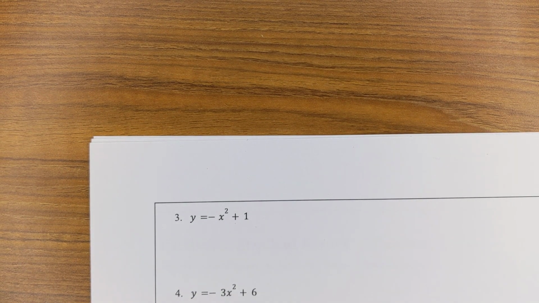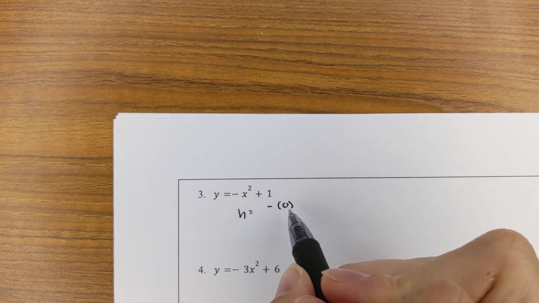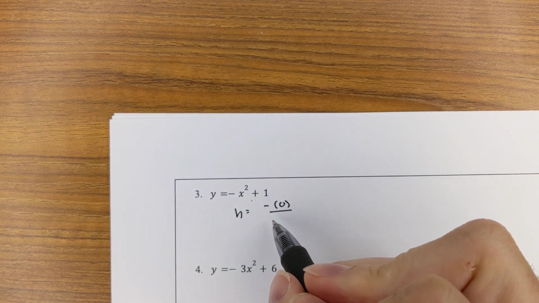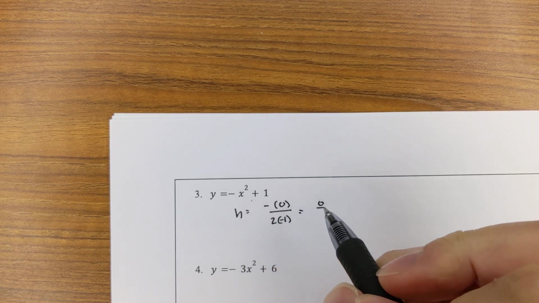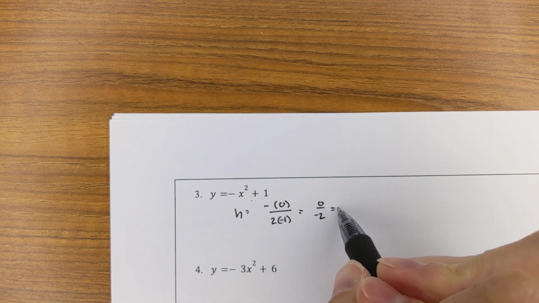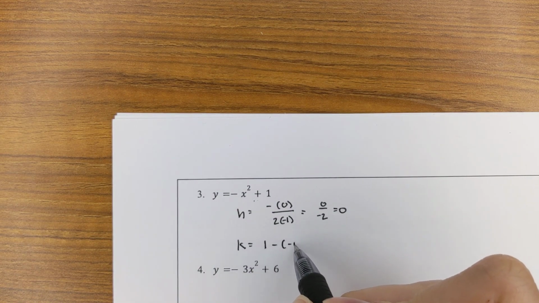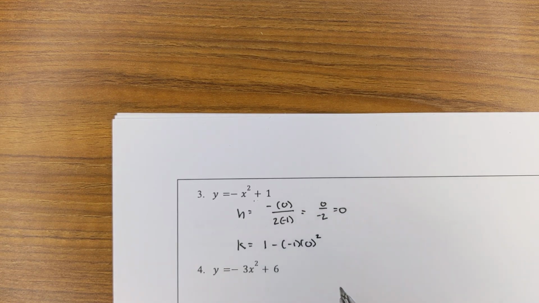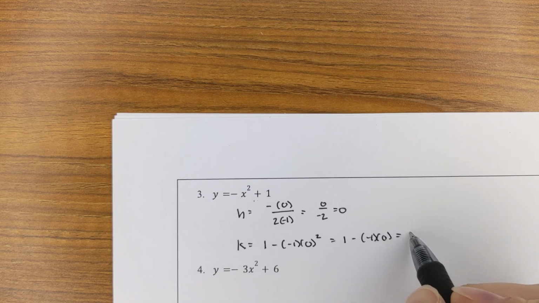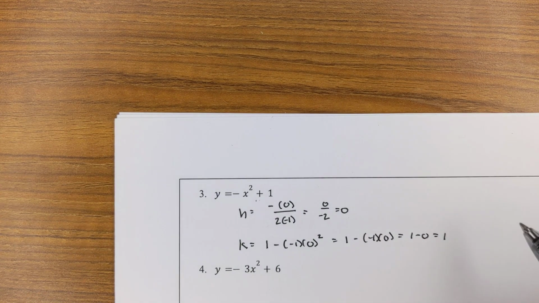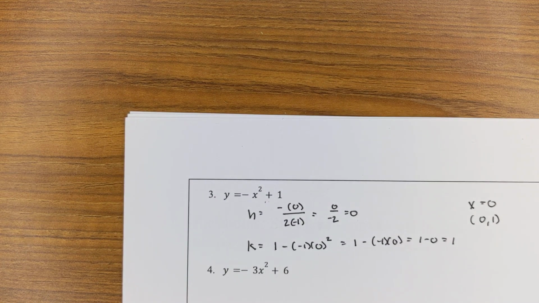Okay, so for 3 here, h is equal to negative b over 2a. Now for this problem, b is 0. There is no regular x. Over 2 times a, so 2 times negative 1. So that's 0. Negative 0 doesn't mean anything. Divided by negative 2, so h would be 0. k will be c, 1, minus a, negative 1, times h squared. So that's 1 minus negative 1 times 0, which is 1 minus 0, which is just 1. So the axis is x equals 0. The vertex is 0 comma 1.